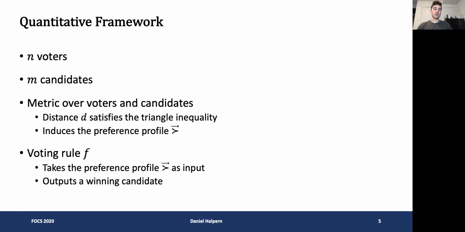This was simply what I was calling the rankings before. And it does so in the natural way, where voters prefer candidates that are closer to them. And if there's a tie in distance, we allow for arbitrary ranking. A voting rule F takes this preference profile as input, and outputs a single winning candidate.